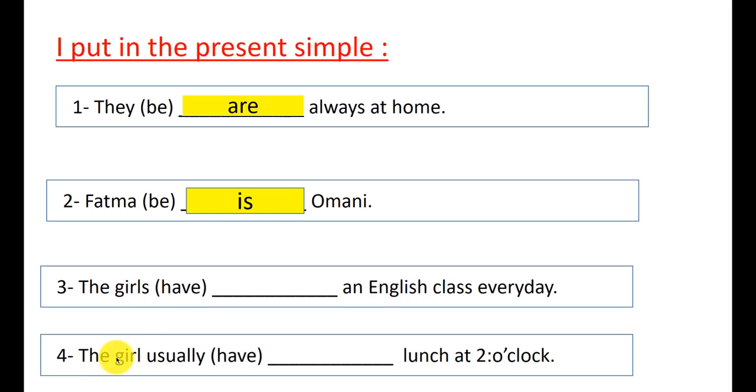The last sentence, we read it together. Here we have the girls, and here we have the girl. So the girl, usually, the verb is have, lunch at 2 o'clock. The time word here is usually. Very good. The subject is the girl. We change it with what? With she. What can we say? We saw this so far. So we say the girl has. She has. It has. He has. The girl has lunch at 2 o'clock.